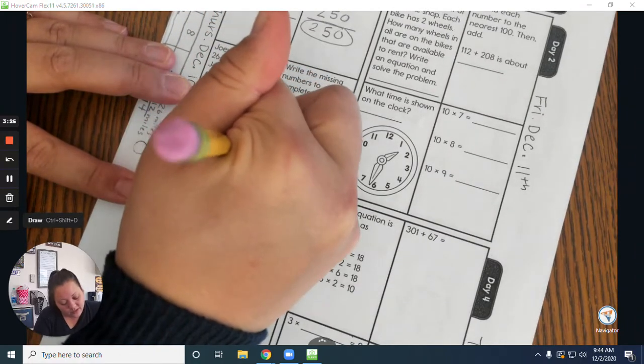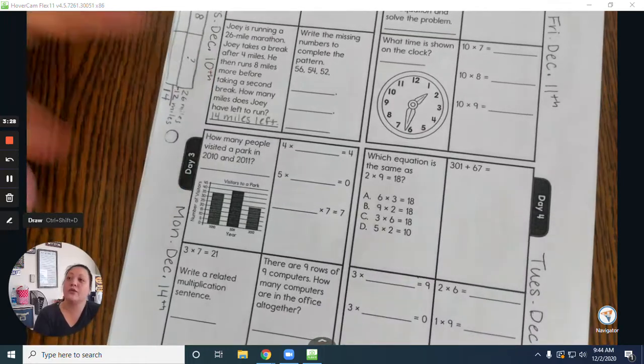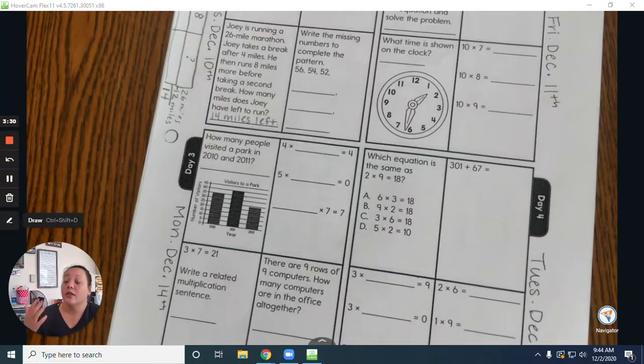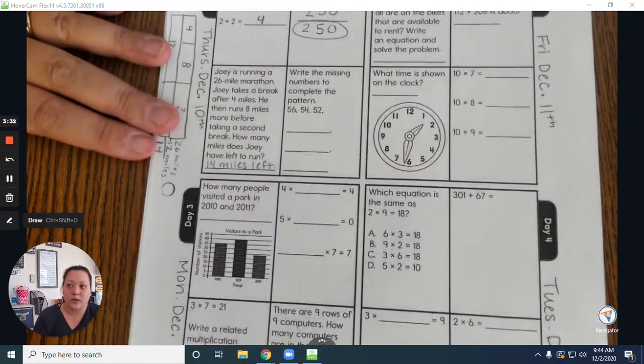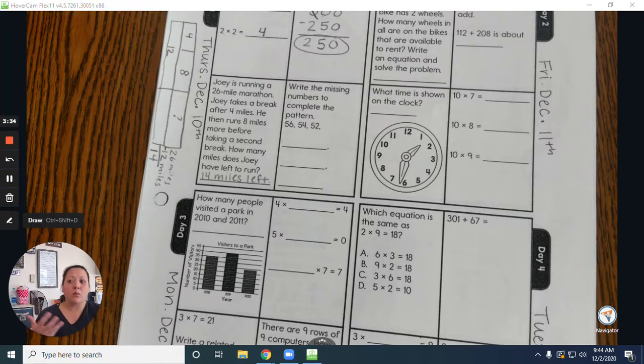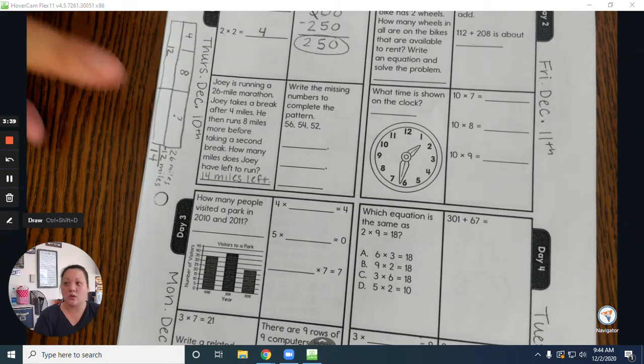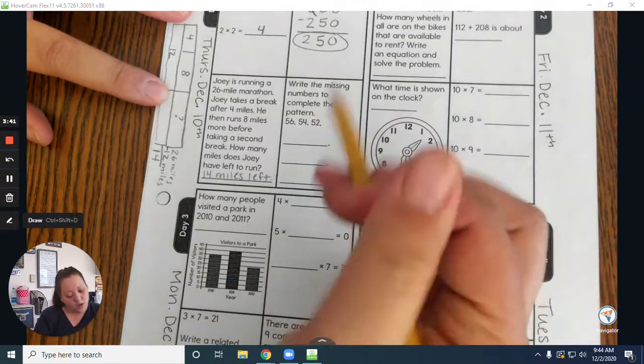Miles left. And I didn't just write 14. I actually wrote 14 miles left because that thoroughly answers the question. Okay, so I shouldn't just see 14 miles written down. I want to see your work and how you figured it out.